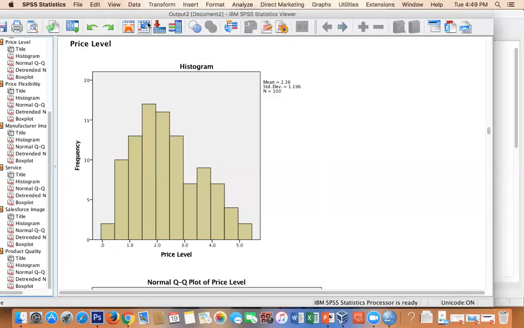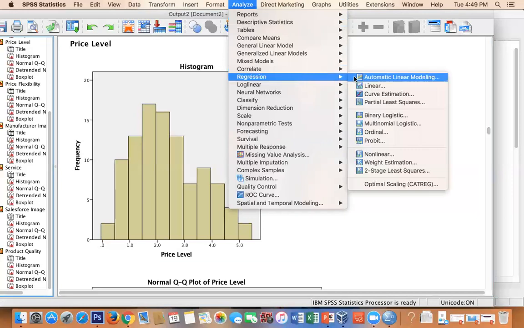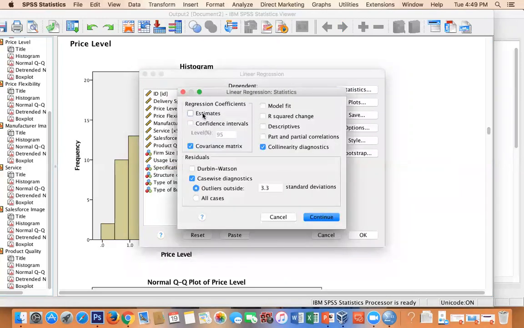That's for normality. Now, coming to the other assumptions, I would test them using a different framework. I'll use linear regression. You will see this in logistic regression also. So what I'm going to do is use one of the dependent variables. You could pick anything, it doesn't matter. In Statistics, do not select estimates or model fit, but check collinearity diagnostics.